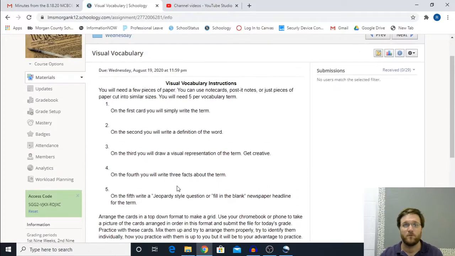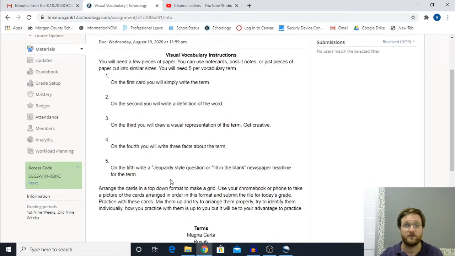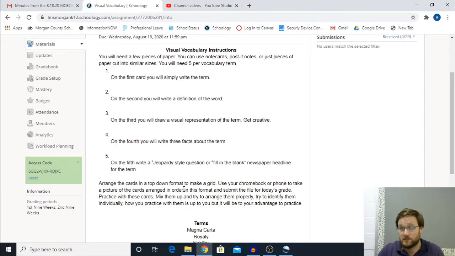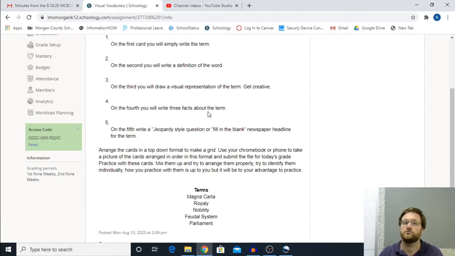of paper. On one, you're going to write the term. That's it. That's one of your cards. On the second, you're going to write the definition of it. On the third, draw a picture that helps you remember the word. This is independent to you, so no one else is going to be using these. It needs to make sense to you personally.